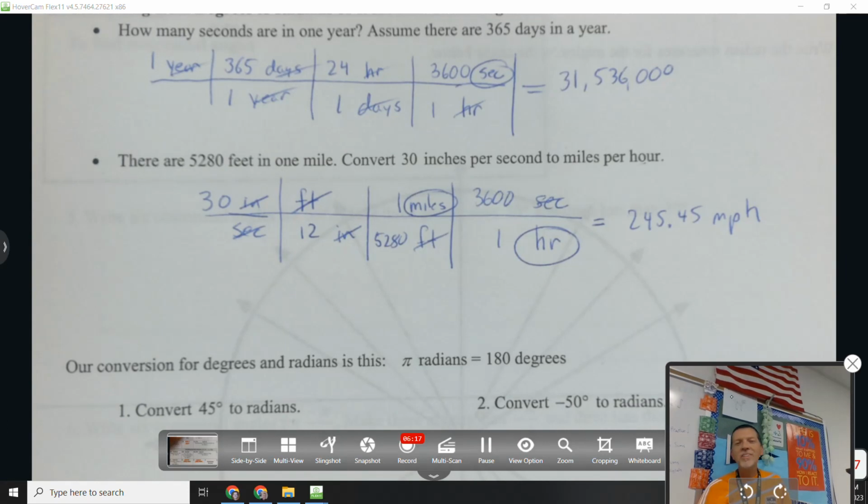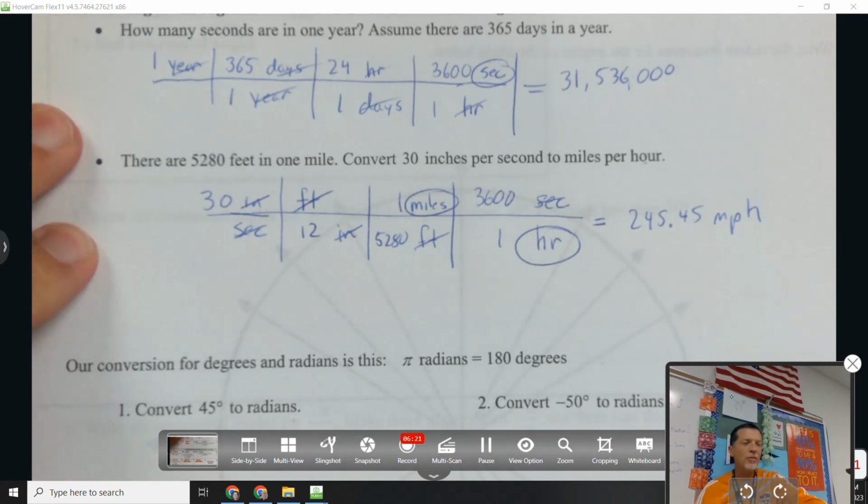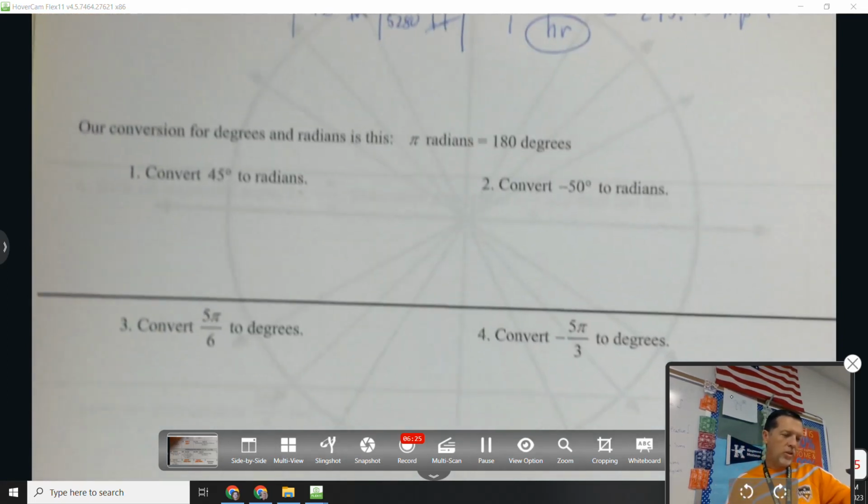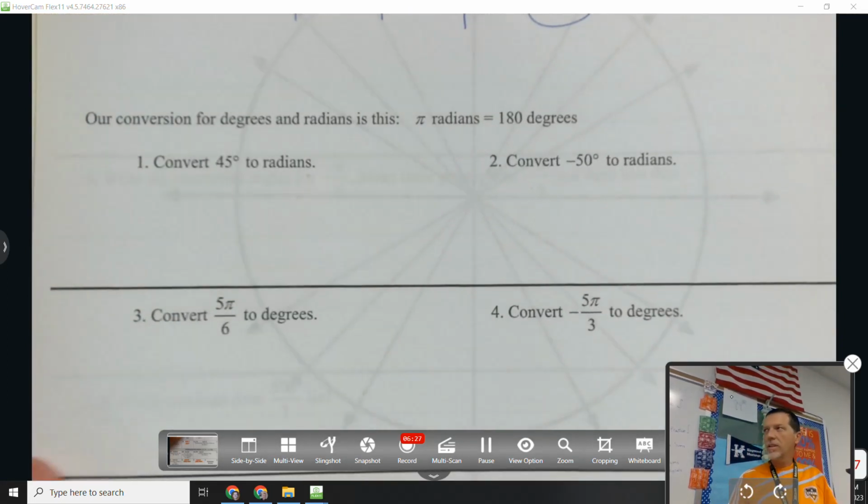Our problems are not going to be like this. It's just to remind you that you've done this thing before, stoichiometry stuff. Now we're going to use it with radians and degrees.